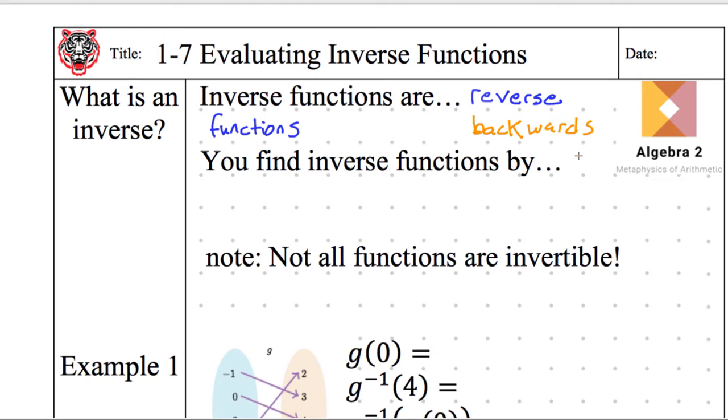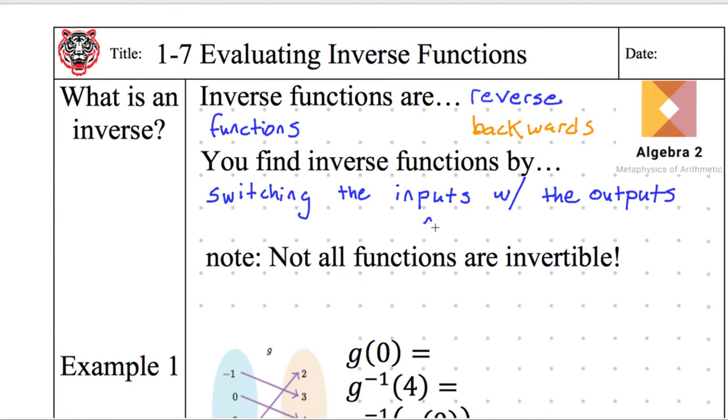And then here's a key. This key will be used tomorrow too. You find inverse functions by doing the following thing. This is super important for our lesson tomorrow, but it's only semi-important for today. You have to switch the x and the y. So switch the inputs with the outputs. And if you don't like the word input, maybe you like the variable x, and outputs are variable y. The x's and y's, they switch.